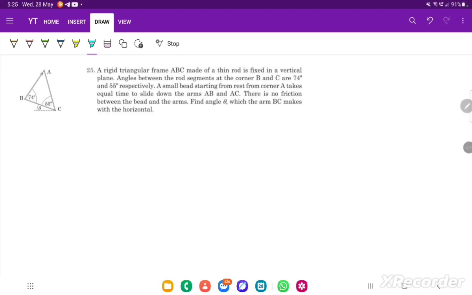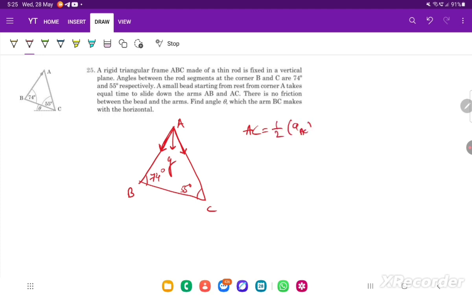So let me discuss the conventional approach once. What you could have done, let's say this is ABC, and this one is 74°, this one is 55°. So g is vertically downward, and you would have taken the components of g along AC and AB in different cases, right? When you are solving about AC, then the equation will be AC equals half acceleration along AC into T_AC squared. Similar one will be for AB, right? And as T_AB and T_AC are equal, it is given in the question.